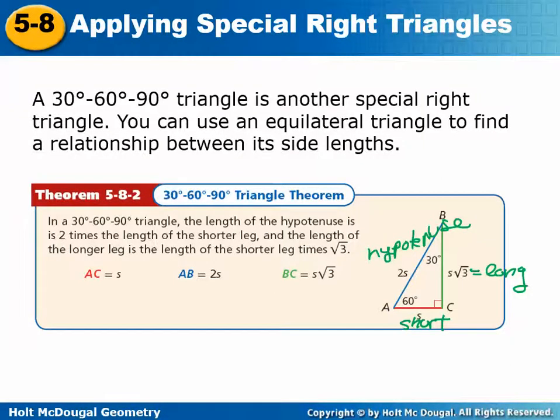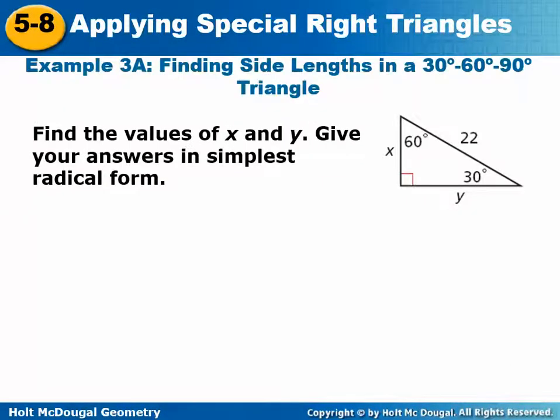All right, so let's look at one of these in action here. The relationship is the short leg times the square root of 3 equals the long leg. That's one of our relationships. So the short leg is x times the square root of 3 equals y. That doesn't help me out.